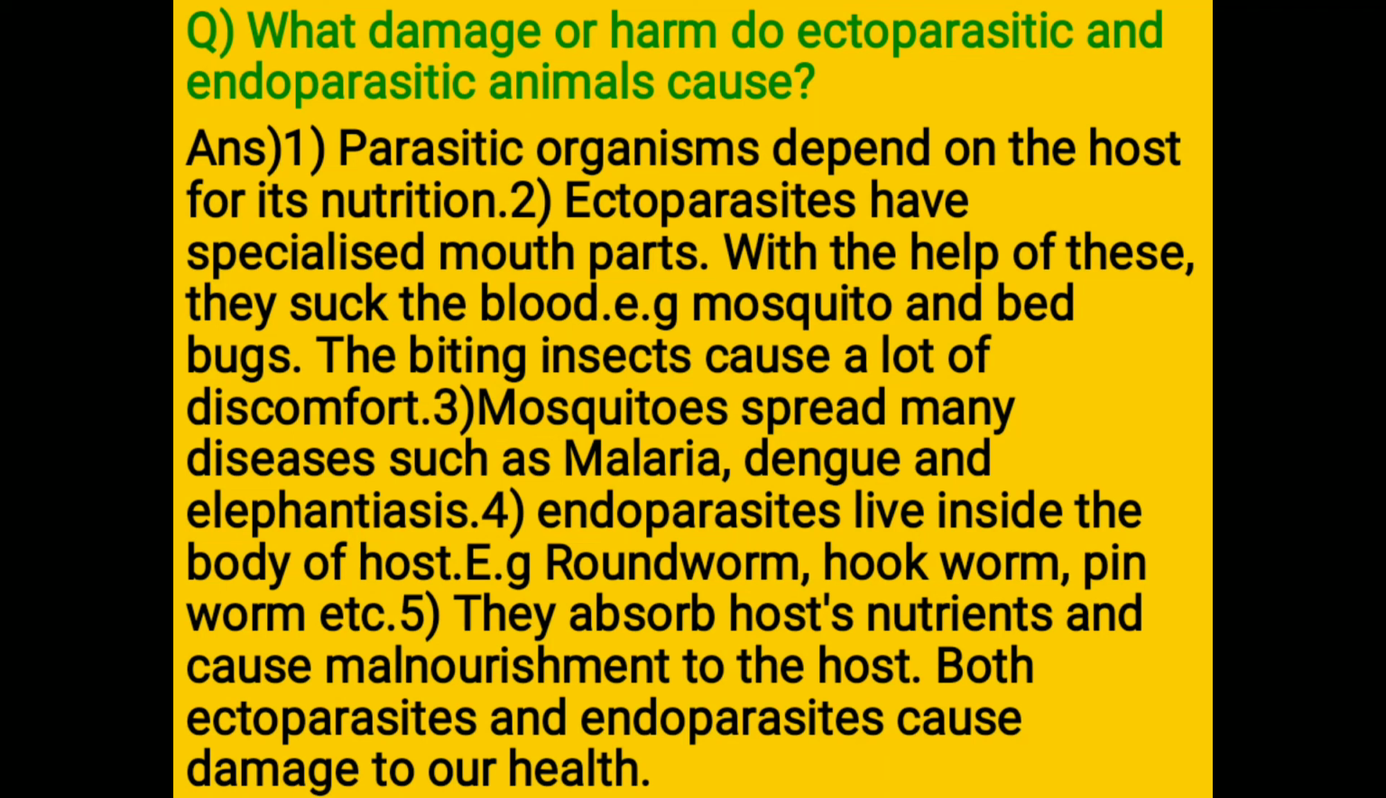Number 3. Mosquitoes spread many diseases such as malaria, dengue, and elephantiasis. Point number 4. Endoparasites live inside the body of host. Example, roundworm, hookworm, pinworm, etc. Number 5. They absorb host nutrients and cause malnourishment to the host. Both ectoparasites and endoparasites cause damage to our health.